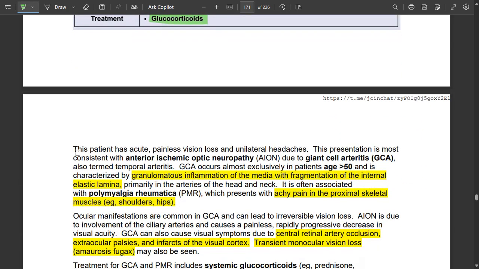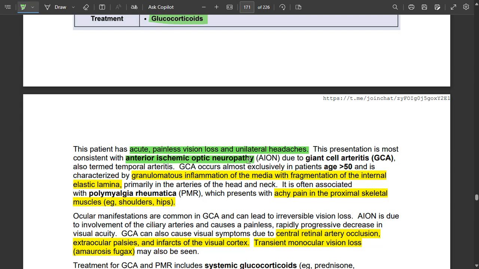So this is a patient with acute painless vision loss and unilateral headache. There is vision loss, but the key words are painless and acute, and unilateral headache. This presentation is most commonly consistent with AION, anterior ischemic optic neuropathy due to giant cell arteritis.